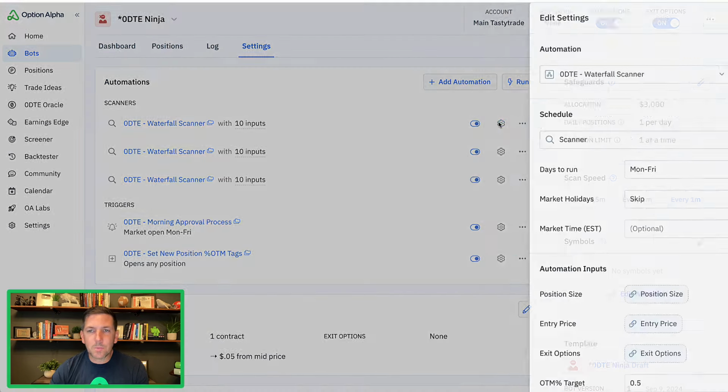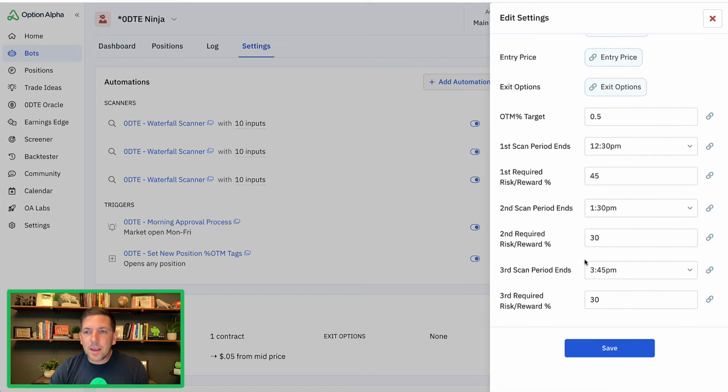And then for the last part of the day, for the third scan period, we're looking at basically that scan period ending at 3:45. So you're going from 1:30 to 3:45. I'm still looking for 30 all the way. Now this is different for some of the other ones, which I'll show you. But for this one, which is 0.5% out of the money, these are the metrics and criteria that I use.